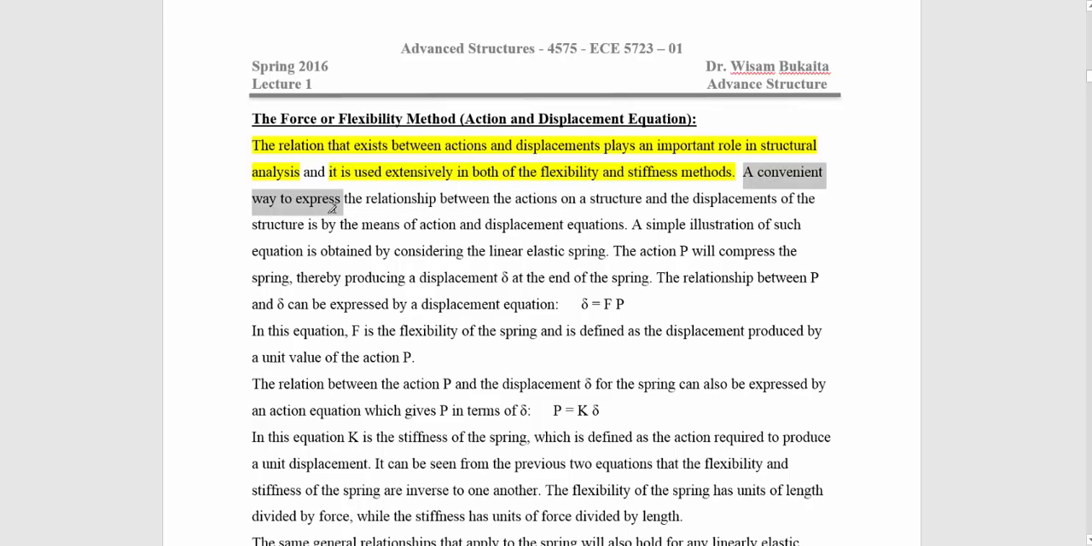A convenient way to express the relation between the actions of the structure and the displacement of the structure is by means of action and displacement equations. A simple illustration of such an equation is obtained by considering the linear elastic spring. So we'll use the spring as a model to represent the force method and the stiffness method.